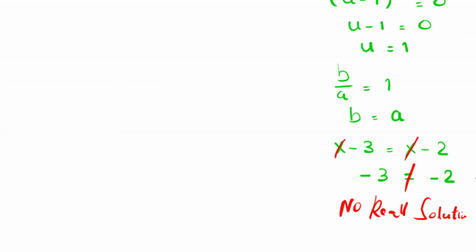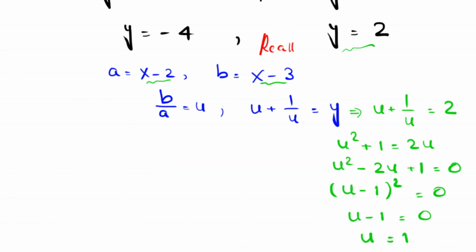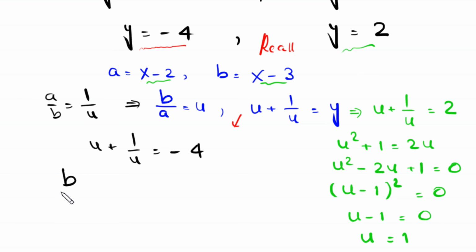Now we move on to case number 2, when y is equal to, in case number 2 we have y is equal to negative 4. So this will become u plus 1 over u equal to negative 4. Since u is b over a, this implies that a over b equal to 1 over u. So this will become b over a plus a over b equal to negative 4.